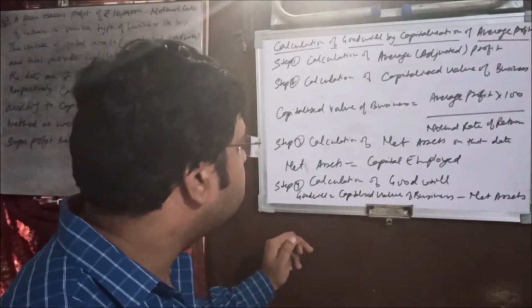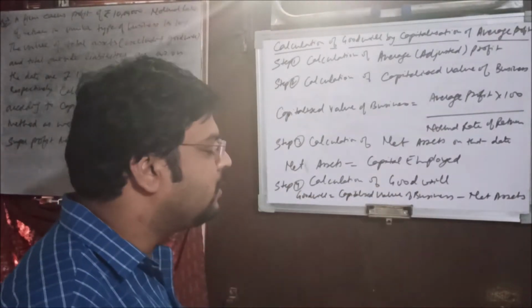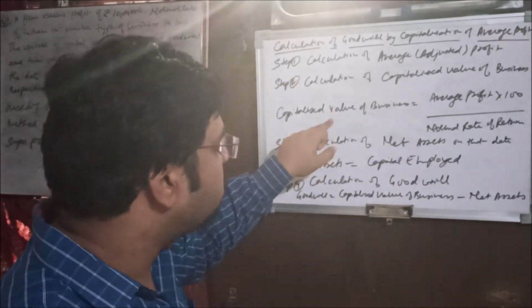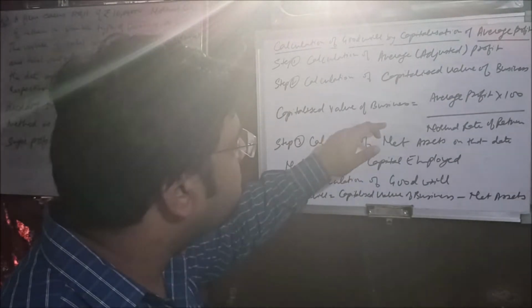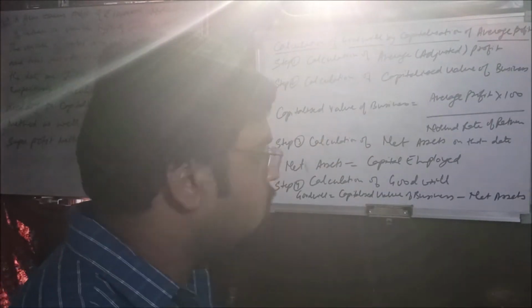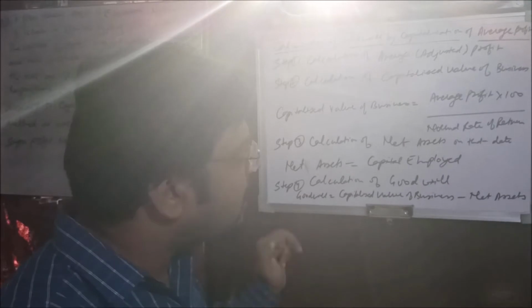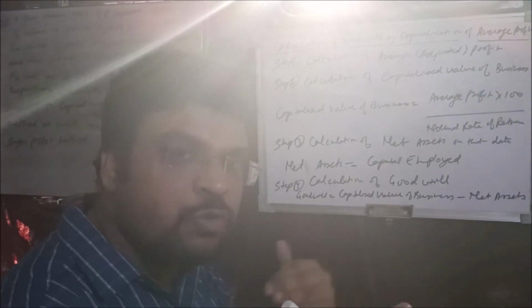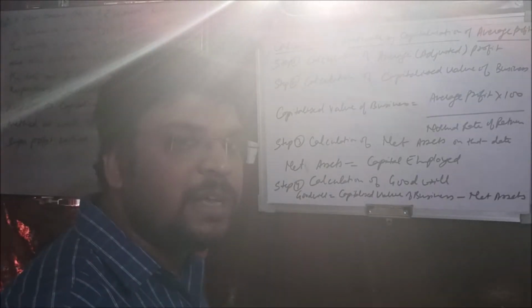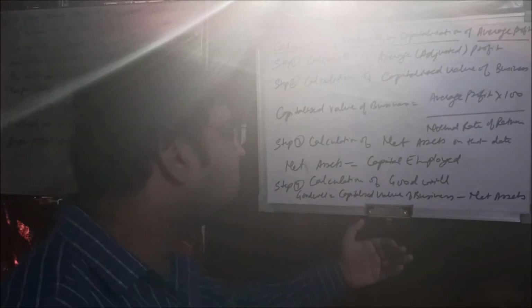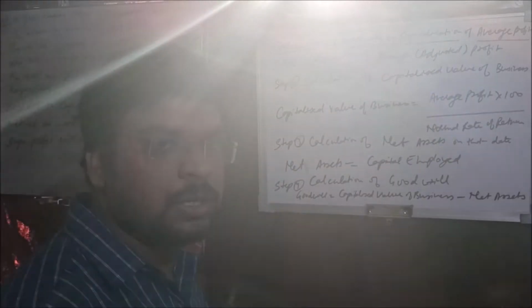So step 4 is the calculation of goodwill. How will the goodwill be calculated? The formula is capitalized value of business minus net assets. This capitalized value means the worth of the asset according to the normal rate of return, but in actual that is the net assets. So the difference will be known as goodwill, because on the basis of the efforts made by the organization, it has created more value. So this difference will be known here as goodwill. This is the way to calculate goodwill through the capitalization of average profit method.